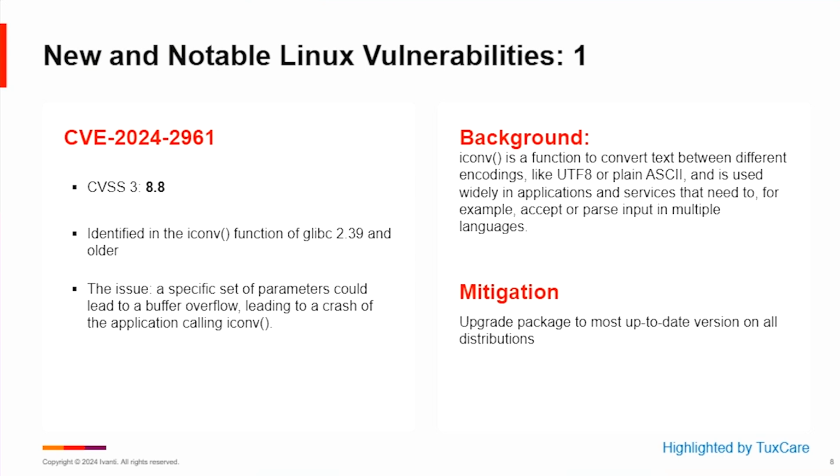So the update here is glibc 2.39, and older versions are vulnerable to this. You want to get a newer version of glibc than 2.39. A specific set of parameters could be used to cause a buffer overflow, leading to a crash of the application in that case, calling the iconv function.